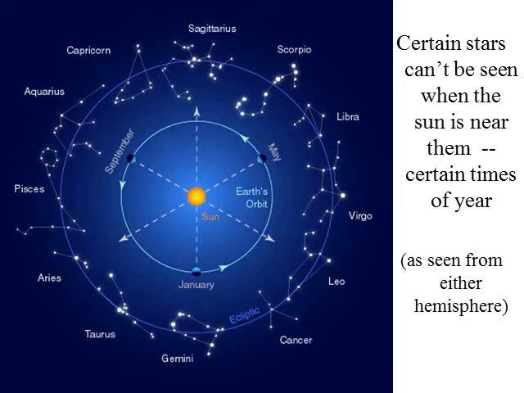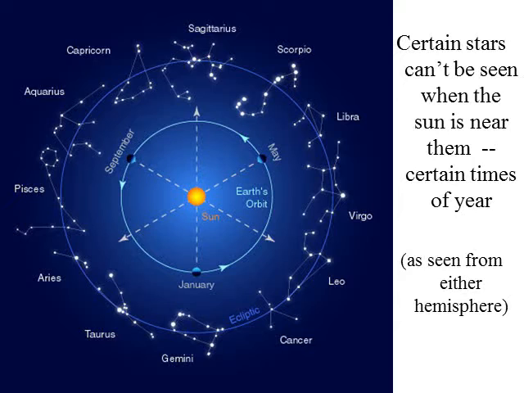Look for May on this image. In May, you can easily see Libra at night, but you can't see Aries at night, or Taurus. You can see Scorpio in May. So it depends what time of year as to which stars are easy to see at night and which ones are completely blocked by the sun. Notice where Leo is.